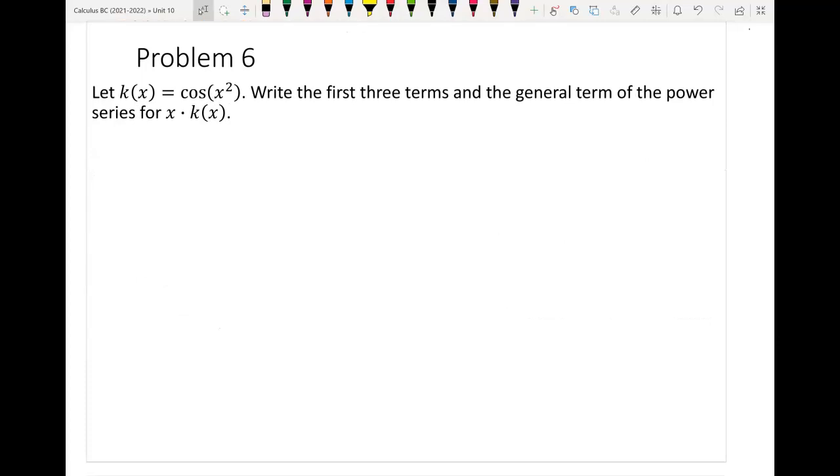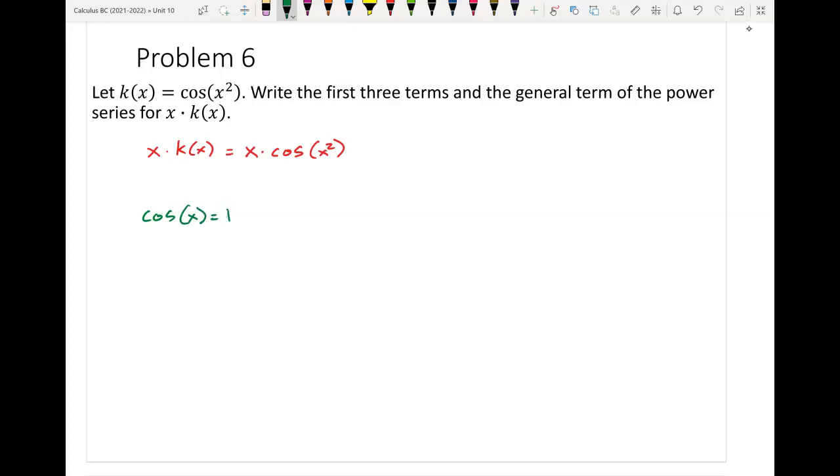All right, so here we have let k of x equal cosine of x squared, and we want to find out what x times k of x is. That's just saying, what's x times cosine of x squared? Well, first off, I would remind myself, what is cosine of x? What's that power series that we know?